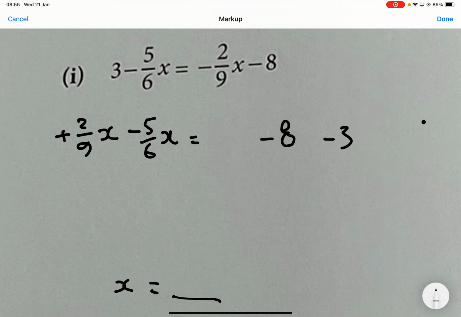Because this is negative, I want it to disappear, I need to add. Negative 2, I want negative 2 to disappear, I need to add 2. Negative 3, I want negative 3 to disappear, I need to add 3. Negative 2 over 9x, I want it to disappear, I need to add 2 over 9x. So when it comes over here, it becomes positive.